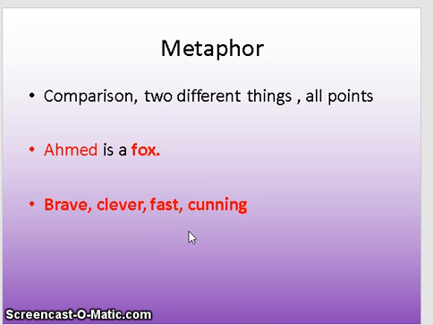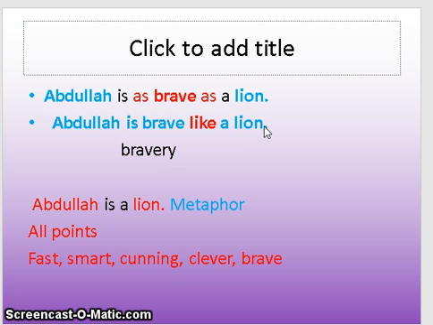So, in other words, it means that Ahmed has all the qualities that a fox has. So that kind of comparison, where one thing stands as a whole for another thing, is called metaphor. And here, one thing has all the qualities of the other thing. Again, I repeat, this kind of expression only exists in poetry and writing. So we end our discussion about the metaphor: it's a comparison of two different things at all points.